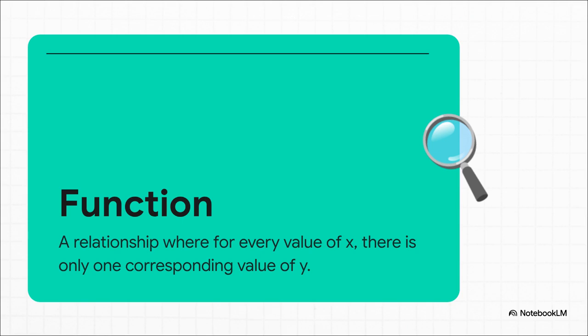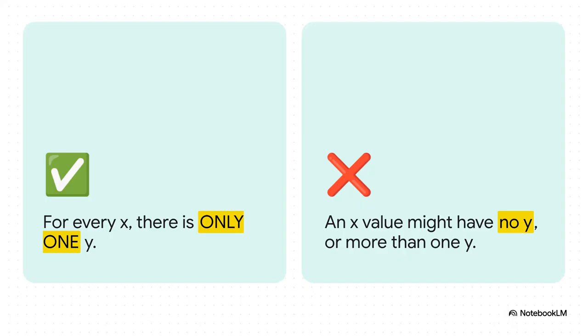If you put in a 3, you can't get a 5 one minute and a 10 the next. Nope. One input, one single, unique output. That is the golden rule. And here's what that rule looks like in practice. On the left, you've got that perfect one-to-one deal. It's predictable. It's reliable. That is a function.